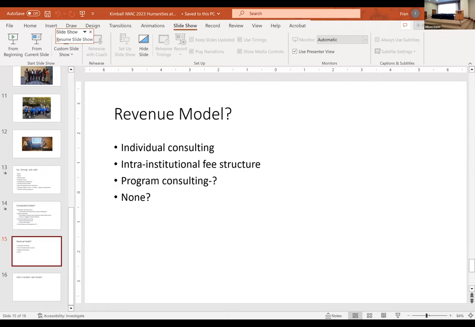Could this be a revenue model? There's individual consulting. Could we set up a fee structure where it's like institution to institution? Is this just beyond the pale and not what a WAC program should be doing? I don't know, but I'm wondering if there's possibilities there.